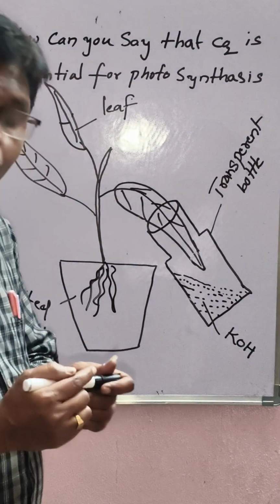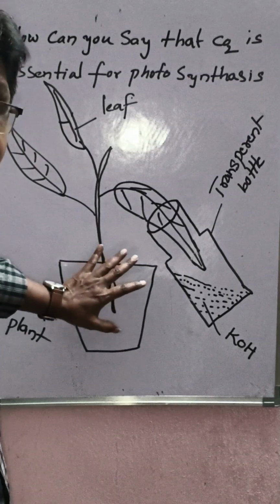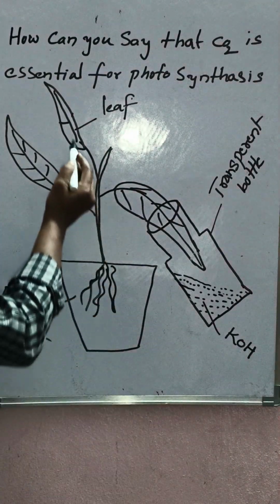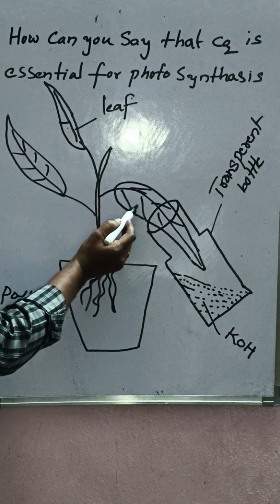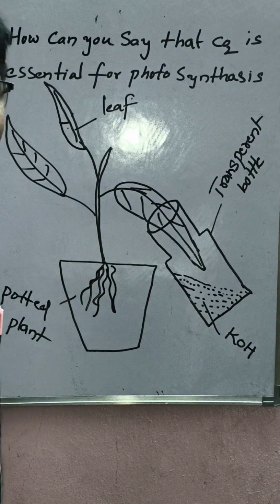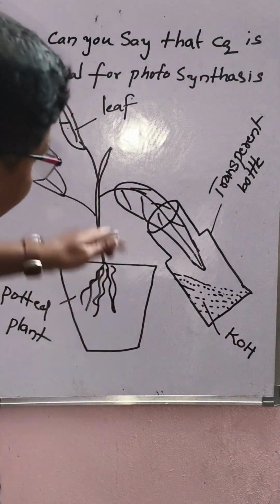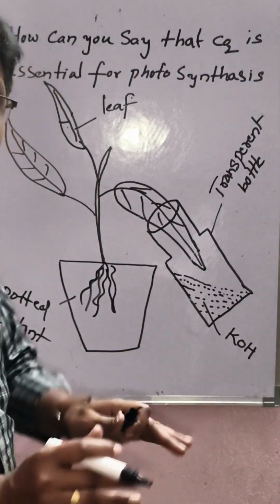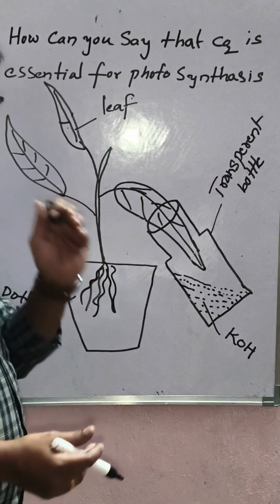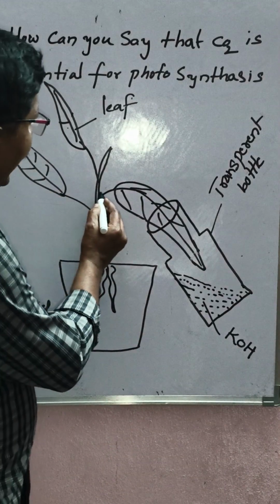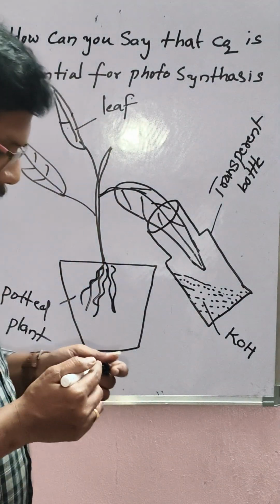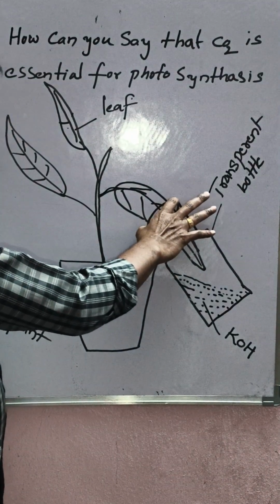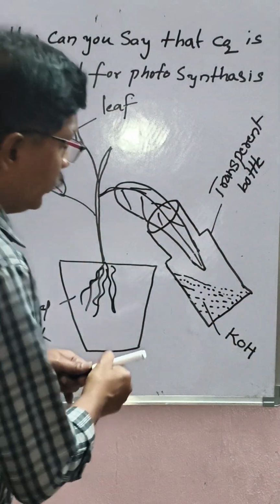Why should we keep this potted plant 3 days under sunlight? To make sure that the leaves are free from starch. When we keep it under sunlight, the leaves are free from starch. Then starch is not there in the leaf. Now, on the day of the experiment, take one broad-mouthed transparent bottle.